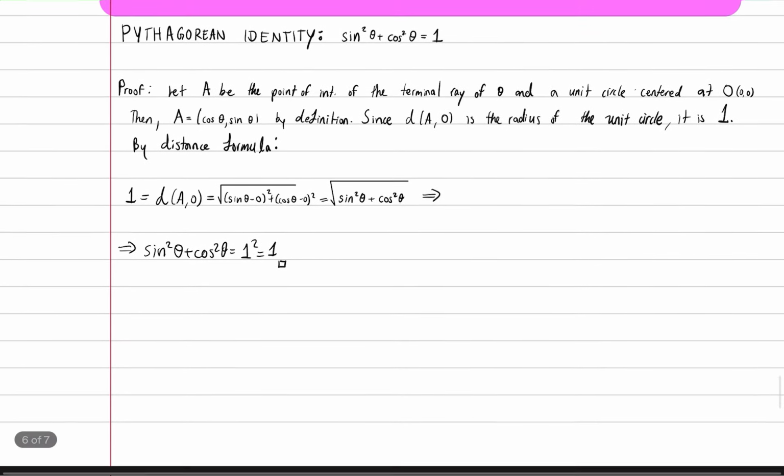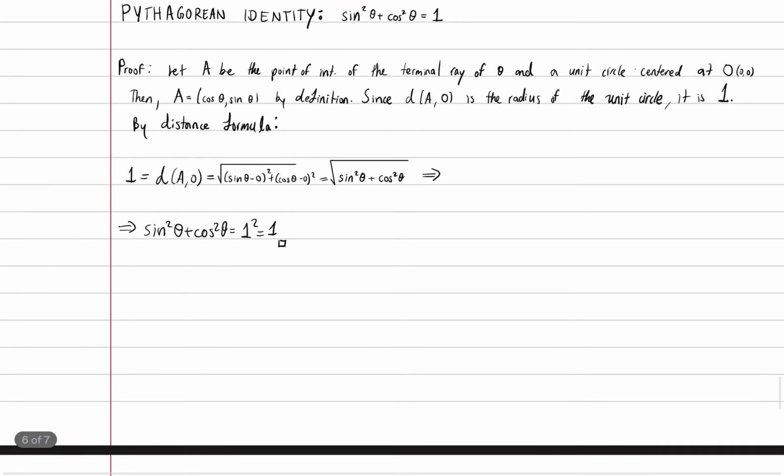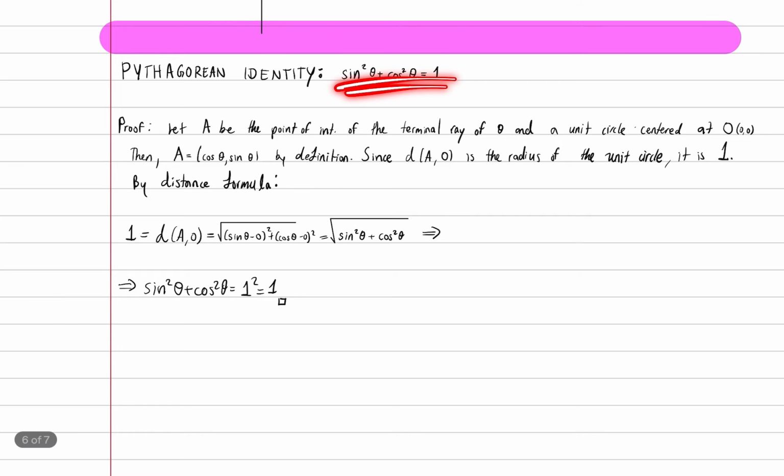So this is going to be super useful. There are also some other ones that come along with it, which you don't have to know right now, we'll cover it later in another video. 1 plus tangent squared theta is secant squared theta, and 1 plus cotangent squared theta is equal to cosecant squared theta. Both of those are derived from our original Pythagorean identity.